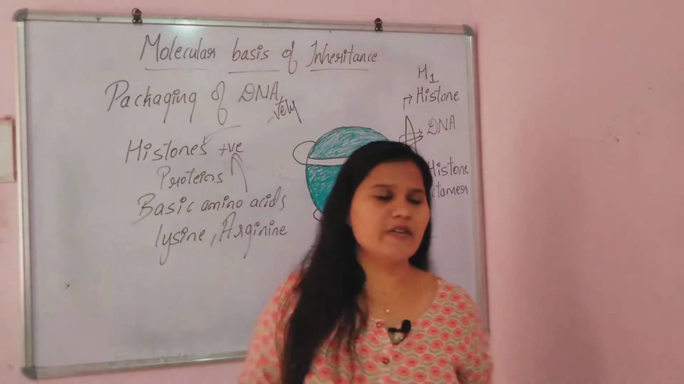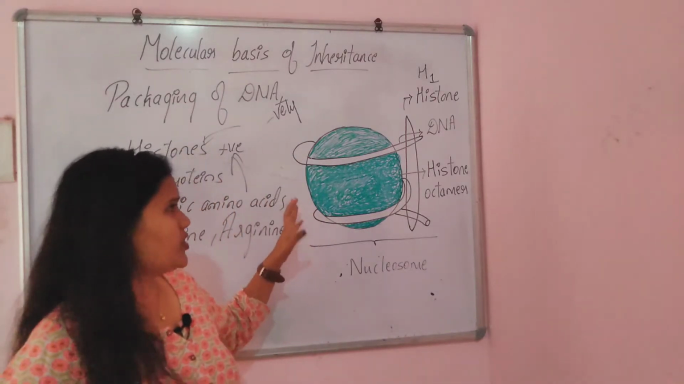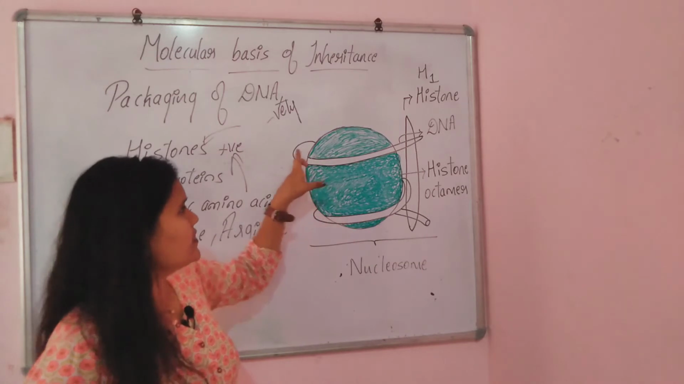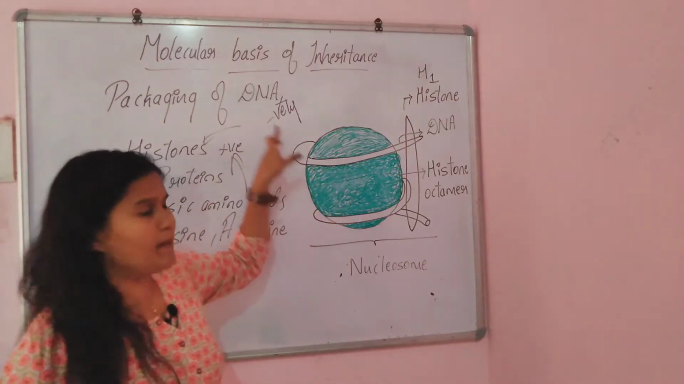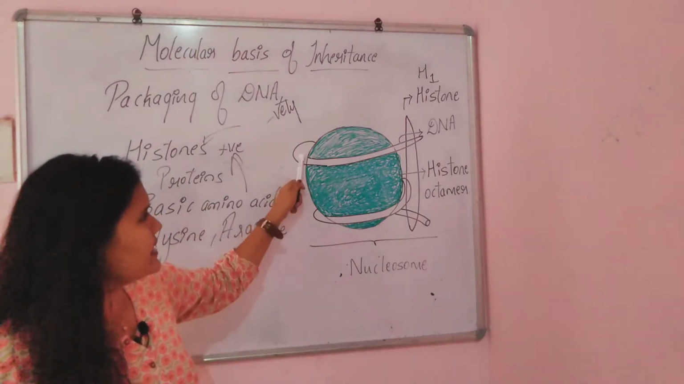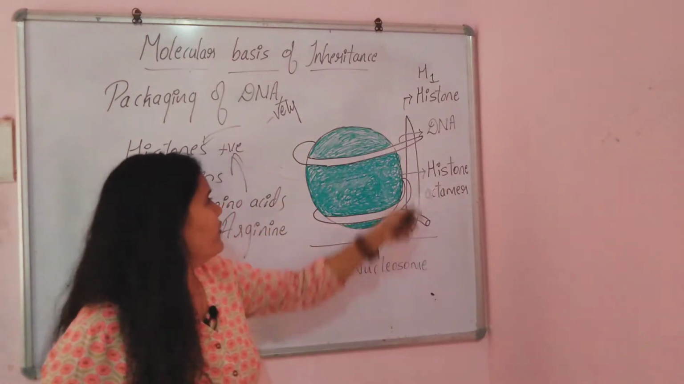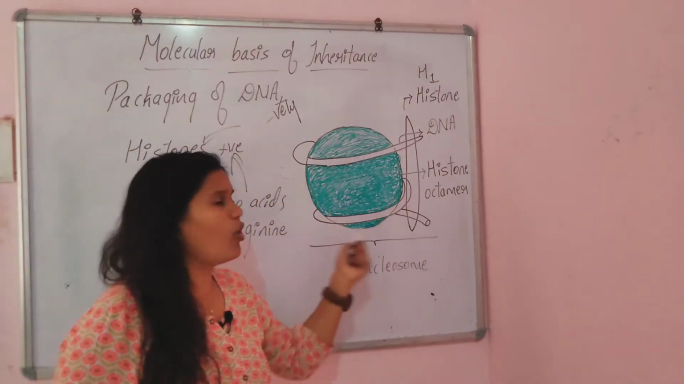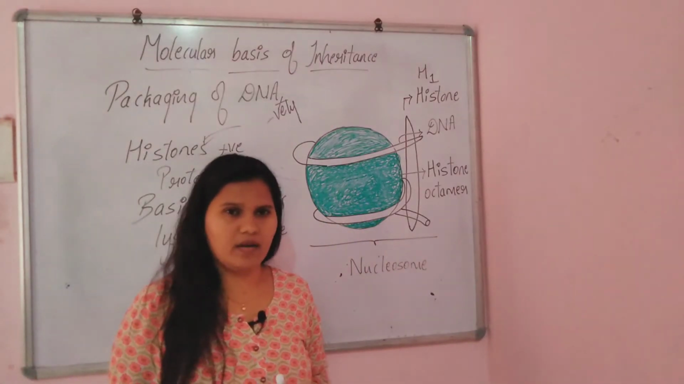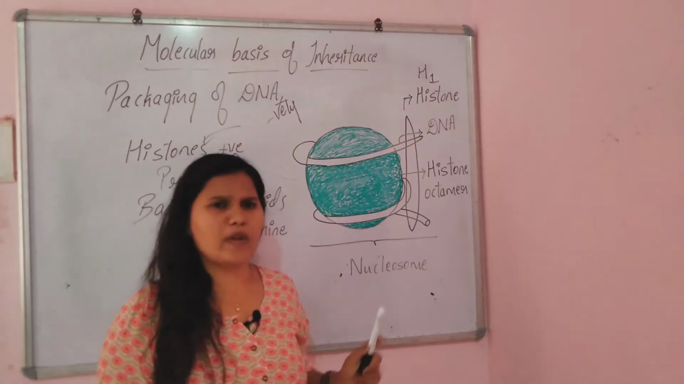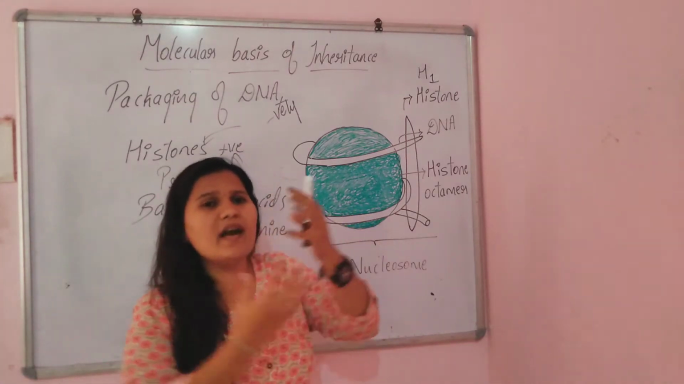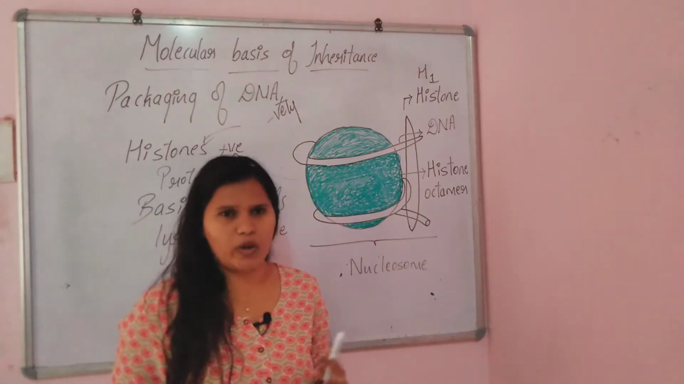Can you see here? Have a look over the structure. This is the structure of DNA, the part which is not shaded. And this spherical or oval shape is the histone protein. So here the DNA is wrapping around the histone protein.